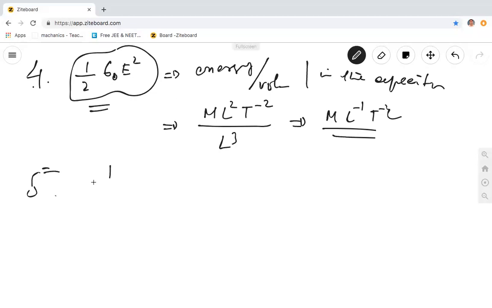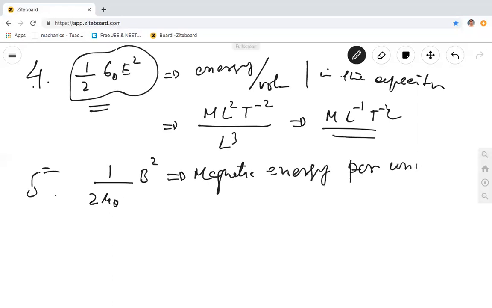Fifth one is 1 by 2 mu 0 B square. Mu 0 is permeability of free space, B is magnetic field. Again, if you remember it, it's the magnetic energy per unit volume. If you remember this as magnetic energy per unit volume, fine. If you don't remember it, then you have to substitute for mu 0 and B, and separately you can substitute values, and finally you will get the answer.